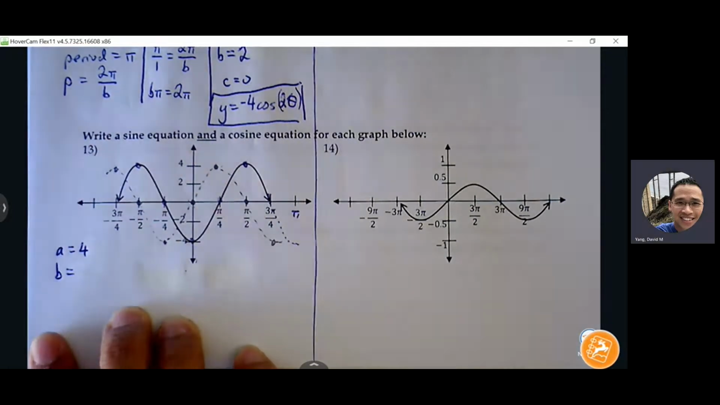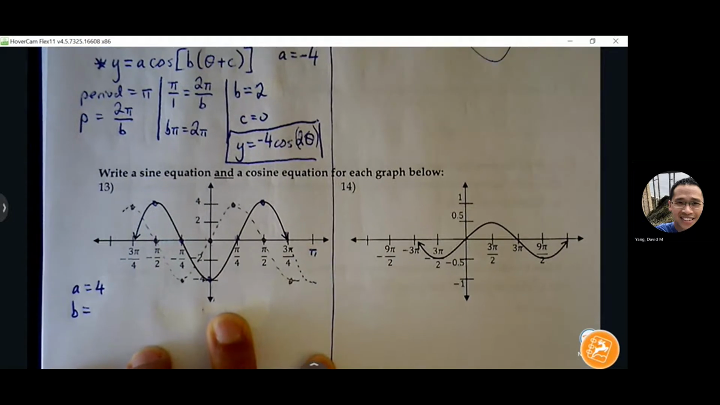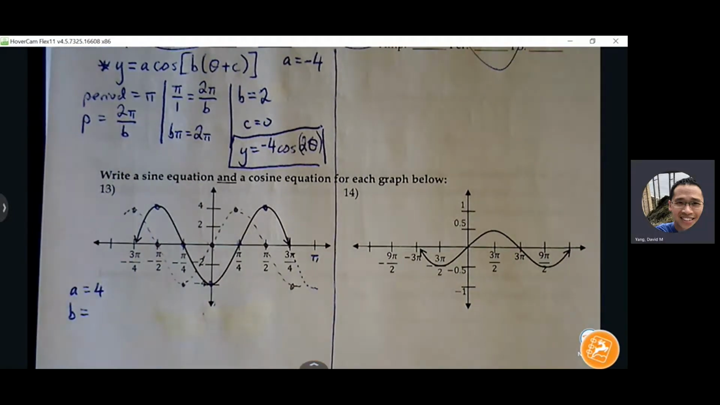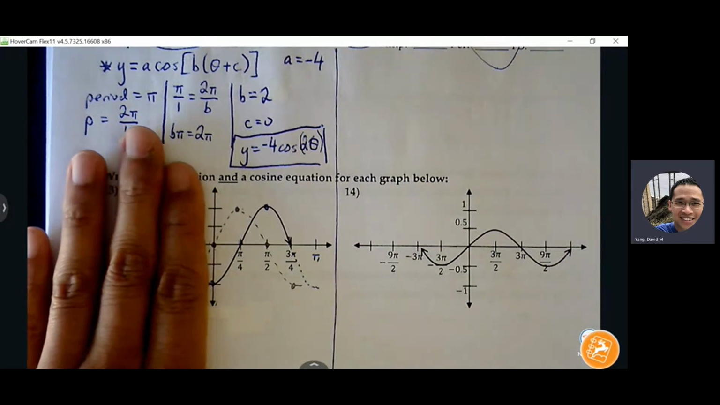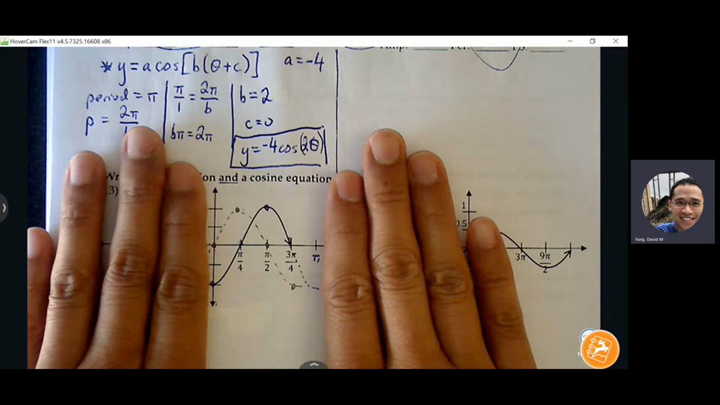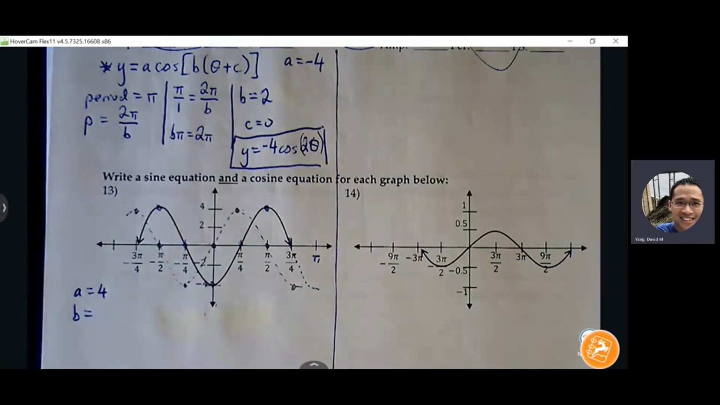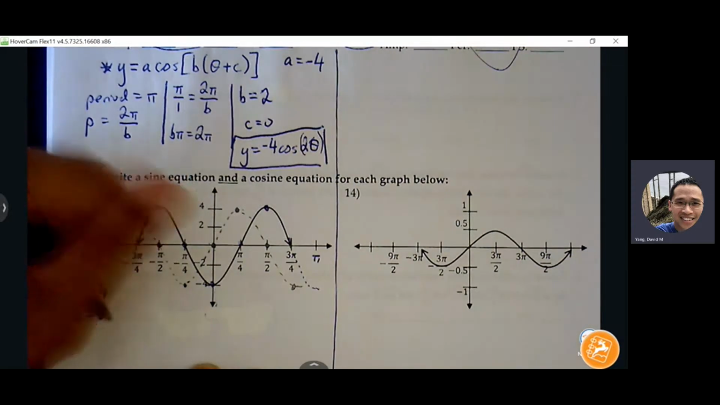What's your b value? Same. Okay, it's going to be the same. So once you find the period for the cosine, the sine will be the exact same. Okay. You can also convince yourself that this is a period of pi, and go through that process, and your b value is going to be 2. Okay, so same thing.